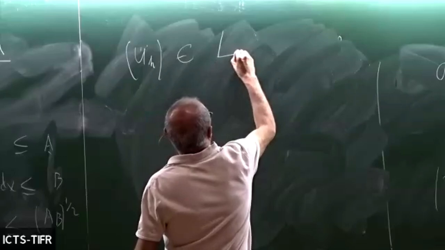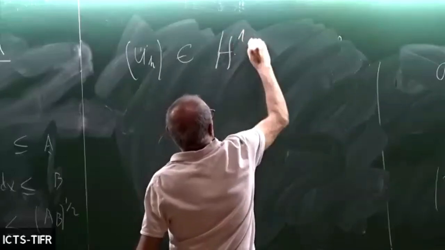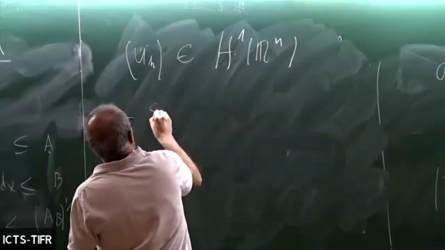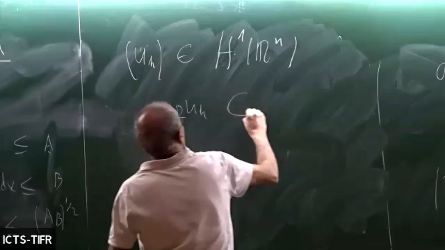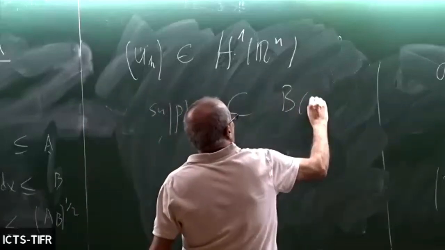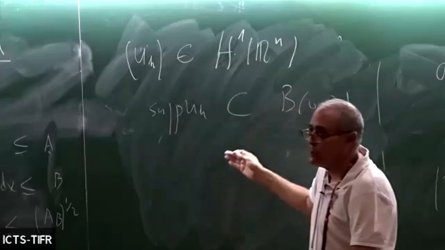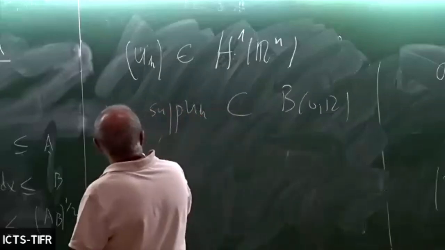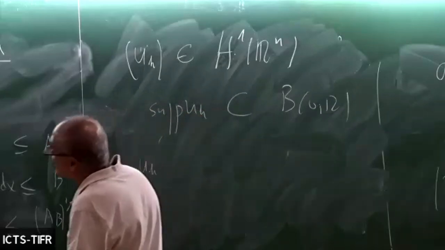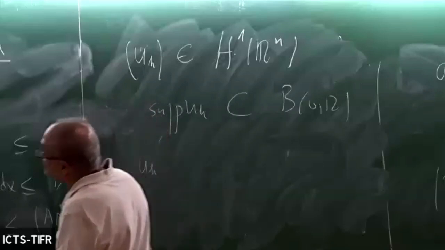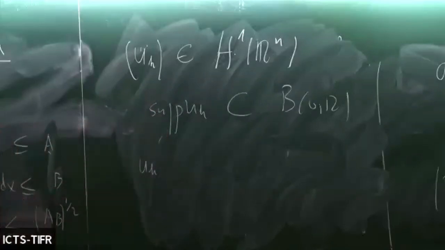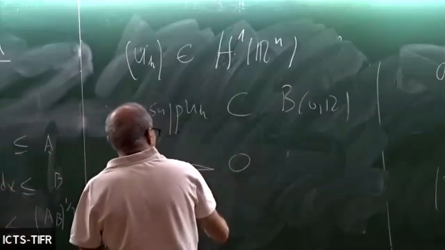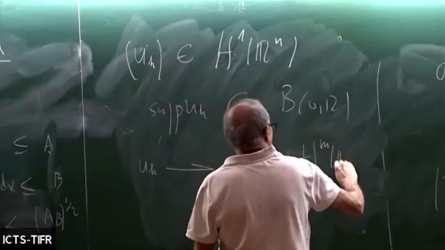In L2, H1, I will say, Rn, the support of UK is in some ball, just to fix the ideas. And assume that UK weakly converges to zero in HM.